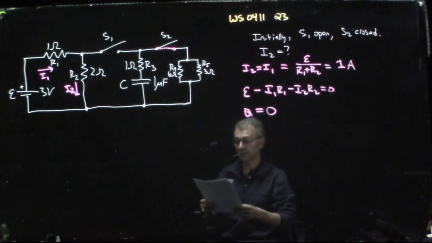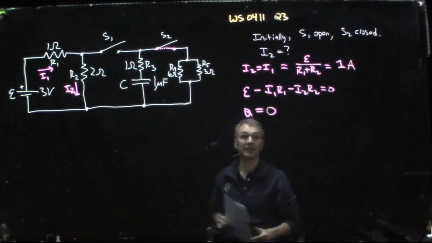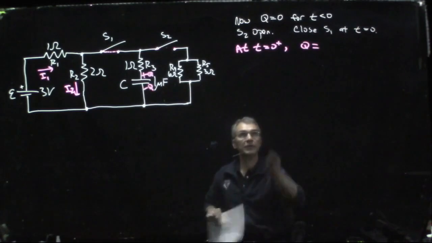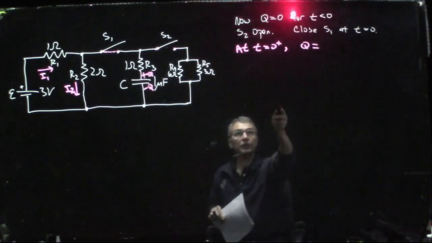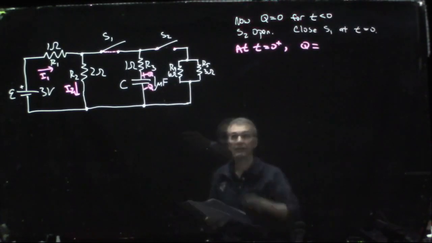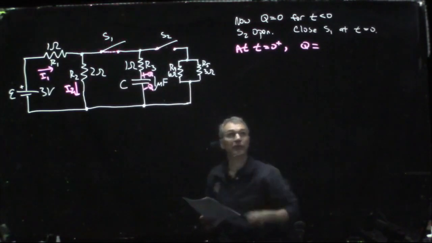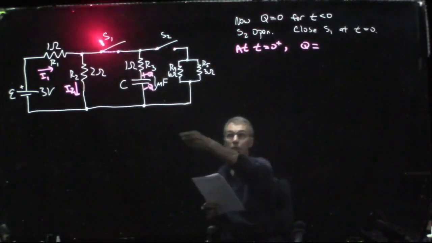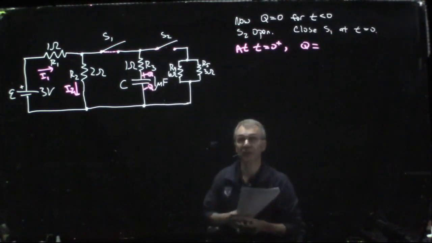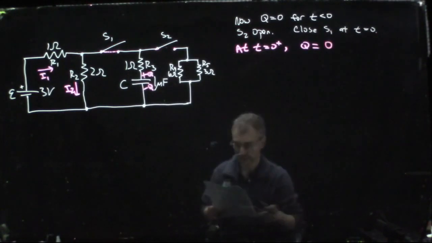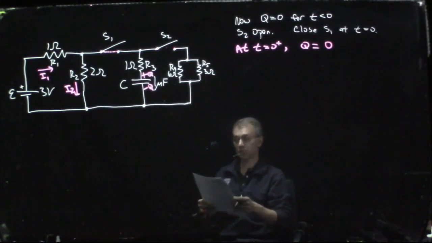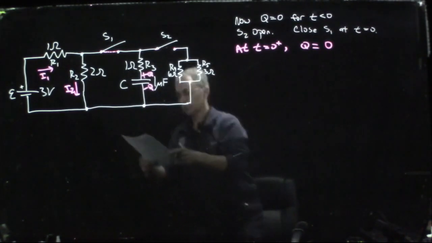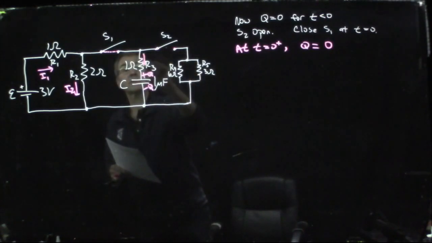Now, we're going to open switch 2, reset the clock, and close switch 1. We know Q equaled 0 before we reset the clock. We opened switch 2 and closed switch 1 at time 0, and an instant after we closed switch 1, what is the charge on the capacitor? It still equals 0. What's the current I1 through R1? What's the current I2 through R2? And what's the current I3 through R3?